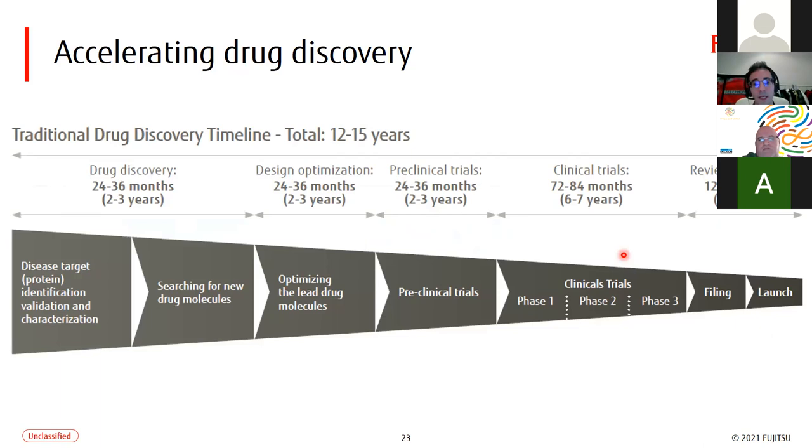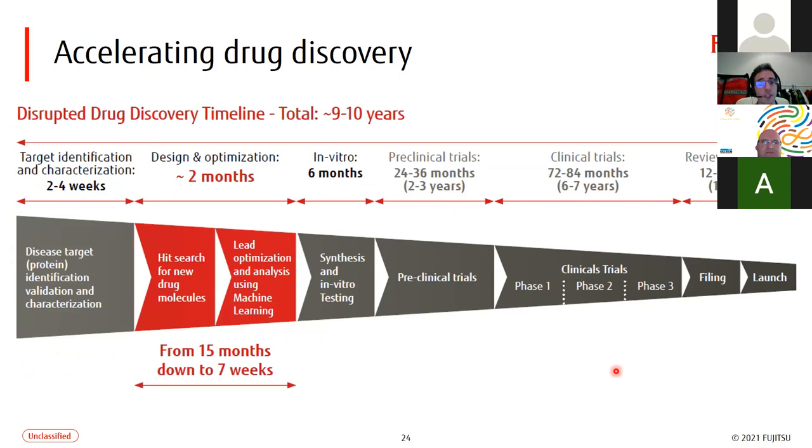So in this very long process, what we have at the beginning is trying to identify the disease target, and then trying to characterize it. So following some steps in our process, what we can achieve is a drug in order to fight the disease. This is a very traditional way of doing the drug discovery process. But the thing is that we can shorten this time. Maybe if we attack this part, trying to design and optimize this process, we can shorten the total time of going to the market with a new drug for a disease.